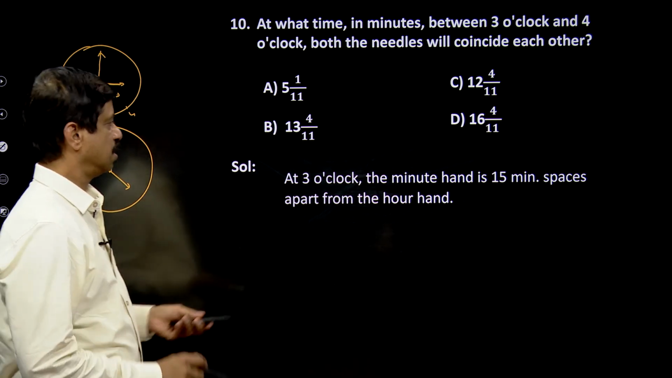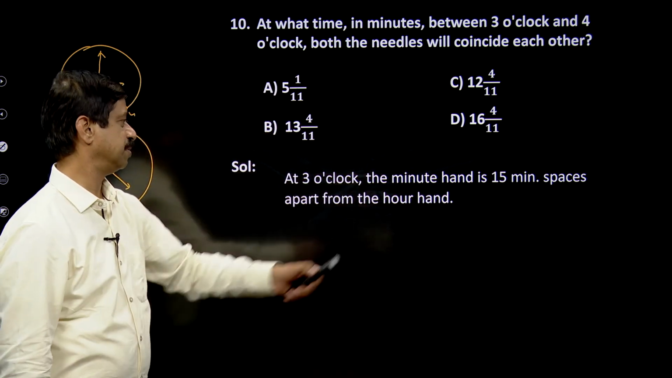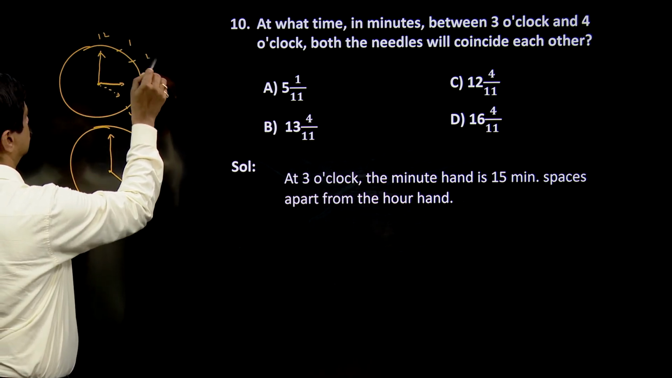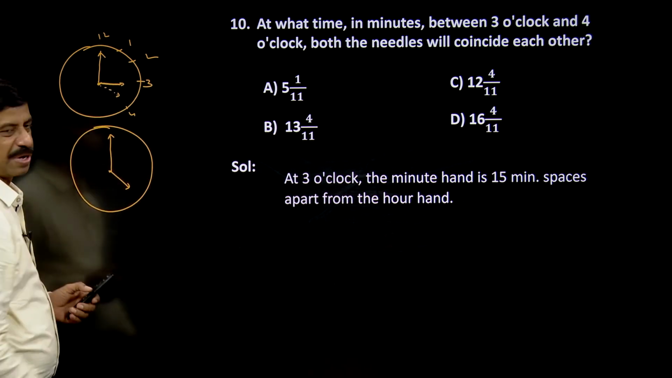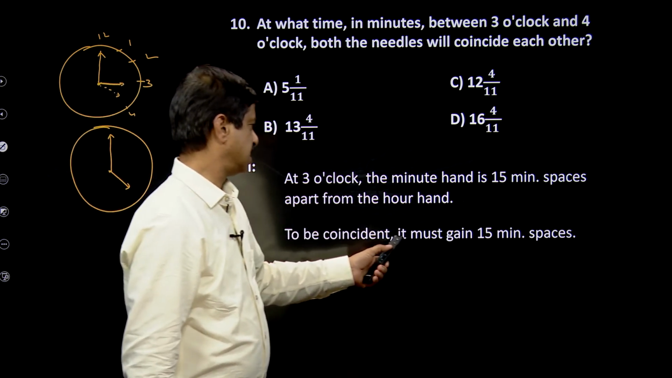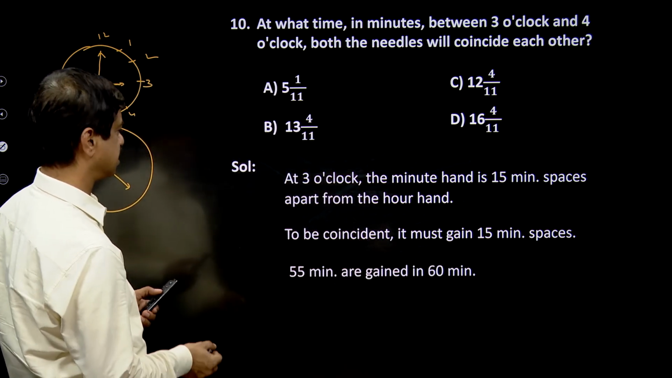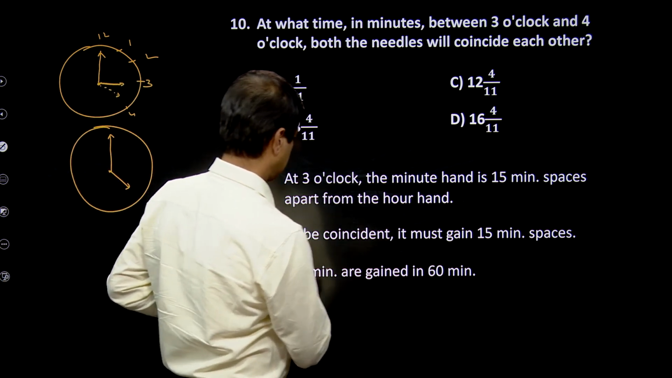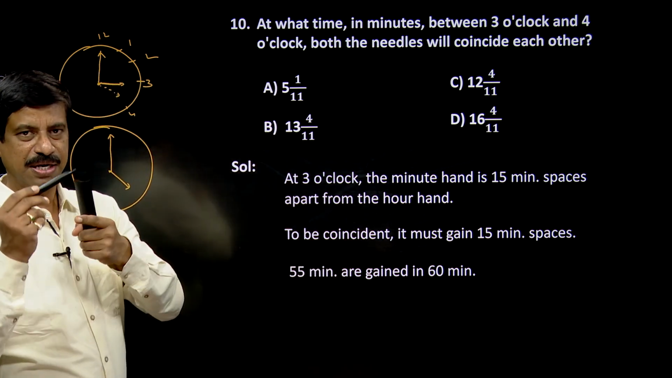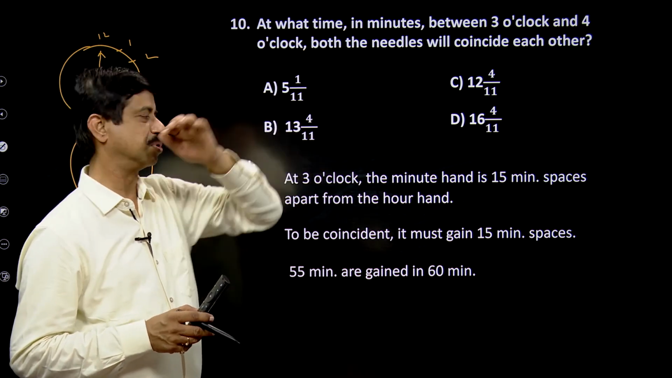Okay. So at 3 o'clock, the minutes hand is 15 minute spaces apart from the hours hand. You see here it is 15 minute spaces, or not? 12, 1, 2, 3. So is it 15 minutes spaced or not? That's what we are mentioning here. Now to be coincident, it should again be 15 minutes spaced. So 55 minutes are gained in 60 minutes between hours needle and minutes needle. That is what we have discussed earlier, in the first day, about this logic.